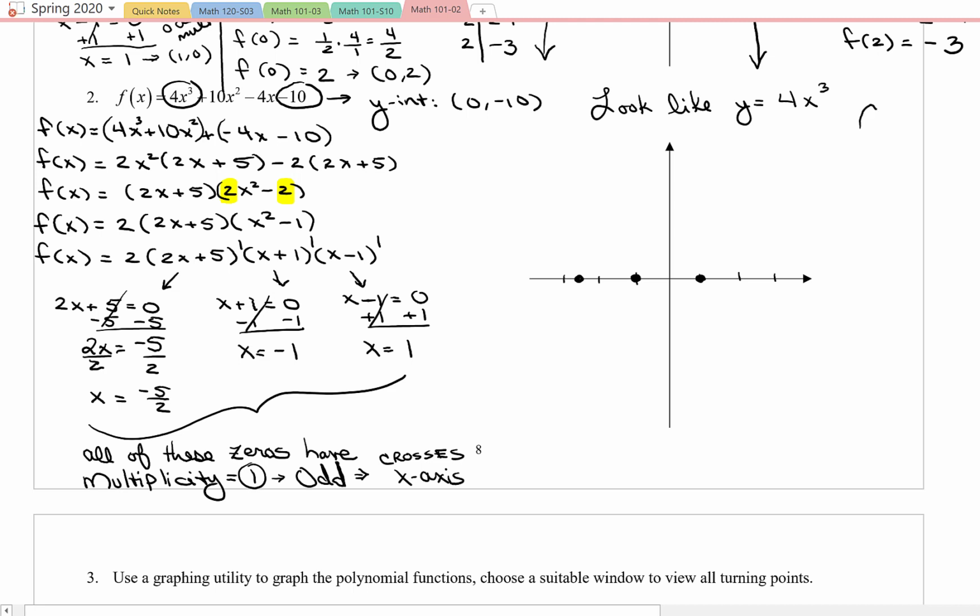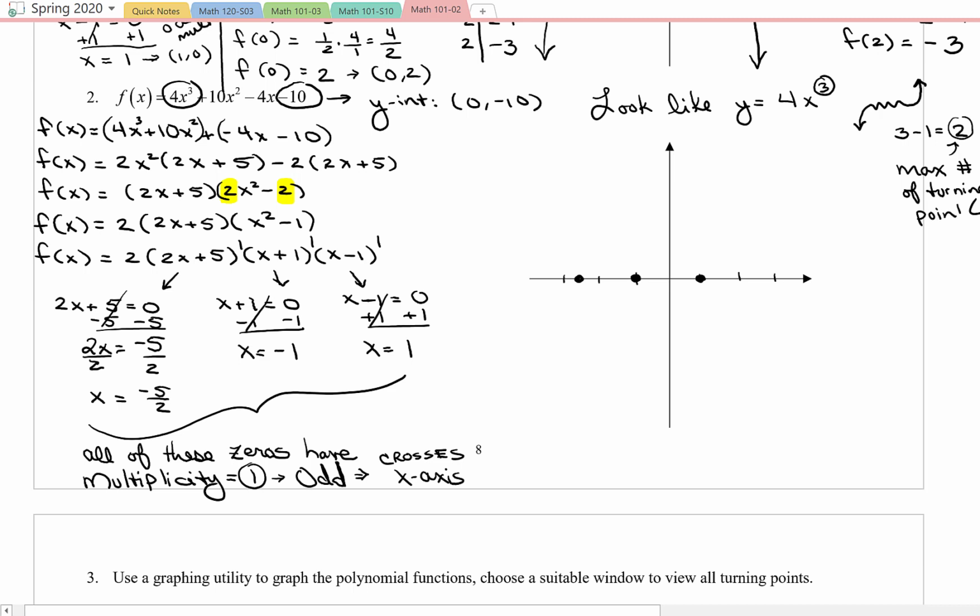This function is going to look like the power function y equals 4x cubed. And because it's a positive x raised to the odd power, I know it's going to look something like this little graph that I drew here, where it starts off down and then it goes upward. I don't know what's happening in the middle.